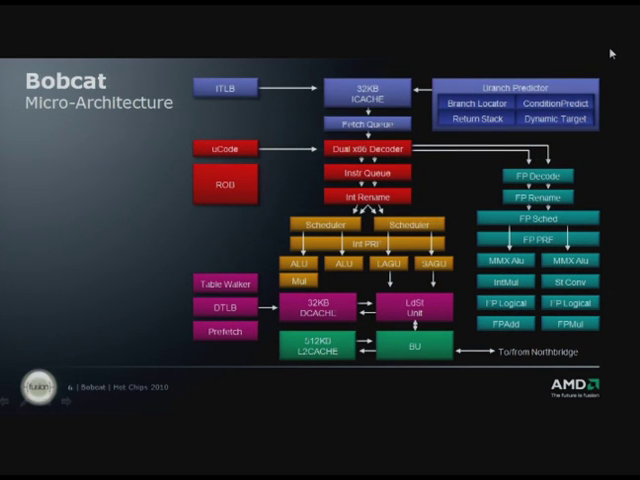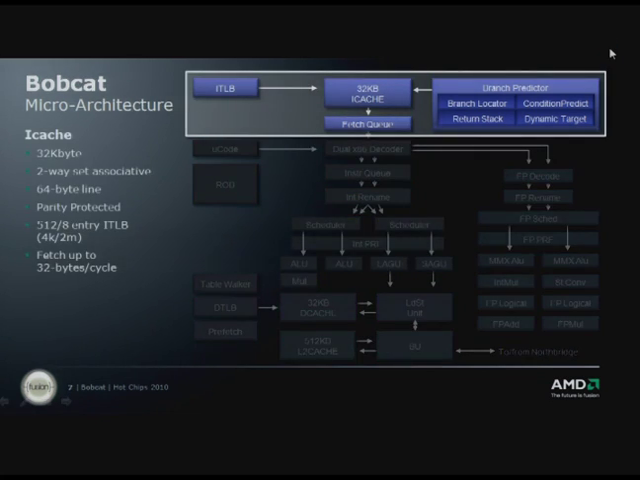This is a rough diagram of the Bobcat core. I'd like to take a second to walk you through the pieces of it in some level of detail. First of all, the iCache: it's a 32K byte, two-way set associative, 64 byte line, parity protected iCache. Two-way set associative may seem a little unusual. It really allows us to do some power reduction schemes, the way we're doing our branch handling and our branch prediction.